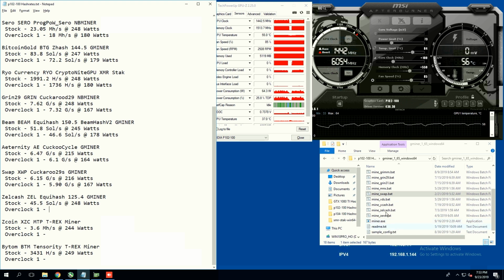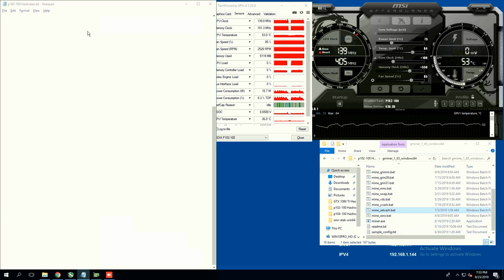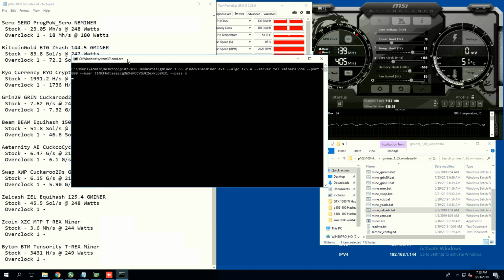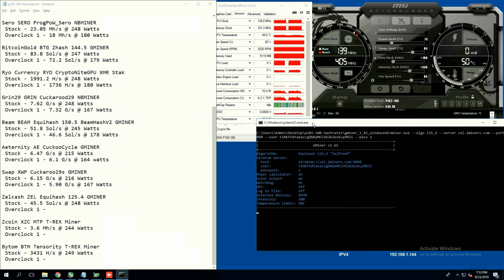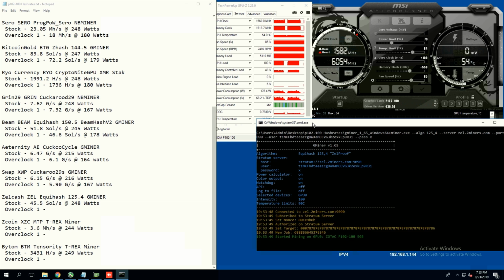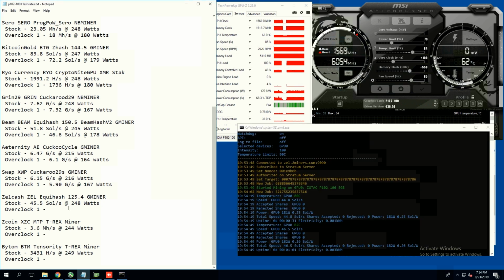Okay, next coin, GMINER. Three more coins, guys. GMINER using Zcash. So let's go here. Here it is. And initially we're getting 45.5 sols per second at 248 watts. And now overclock one setting, we are getting 46.5 sols at 182 watts. Okay, so that's Zcash for you Zcash lovers out there.